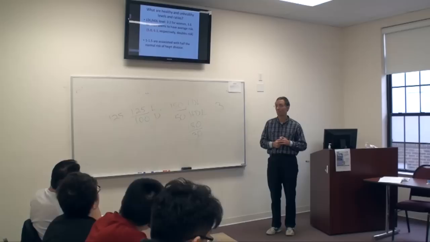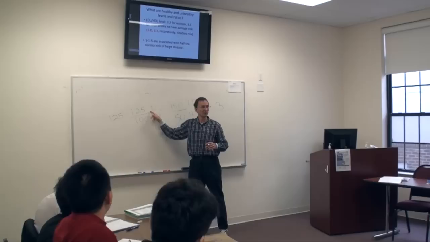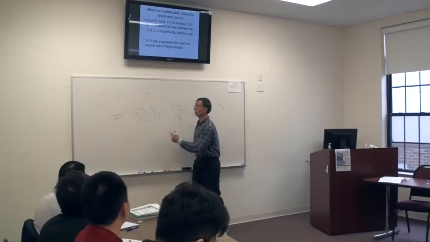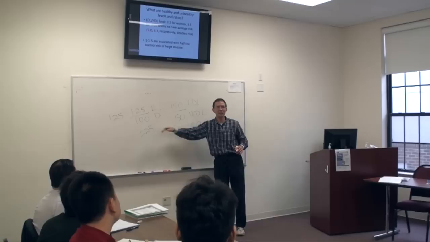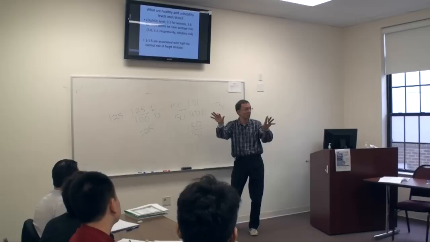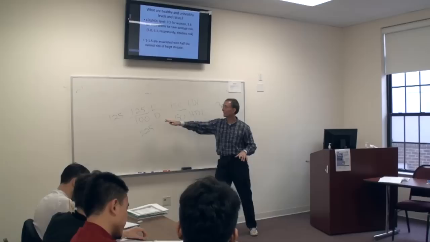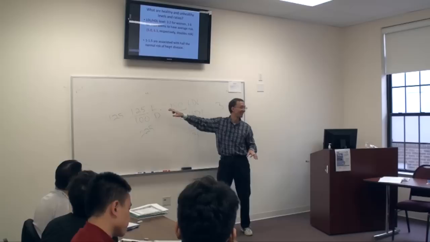Now, look at the total here. What's the total? 225, right? Okay. 125 plus 100. Now, when you look at the total cholesterol, you think, this is dangerous, right? This could be dangerous. This is between 200 and 240, right? Yes. Okay. But when you look at the ratio, you say, wow, this is pretty good. So that's good. Right. So what would your doctor tell you?